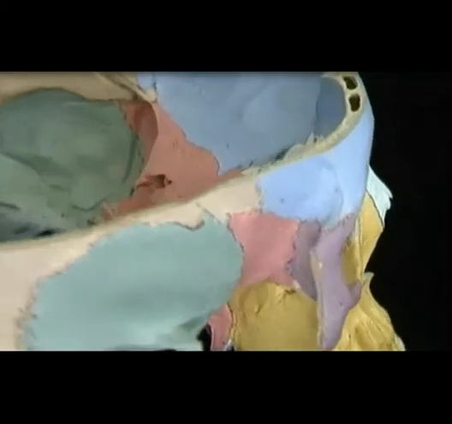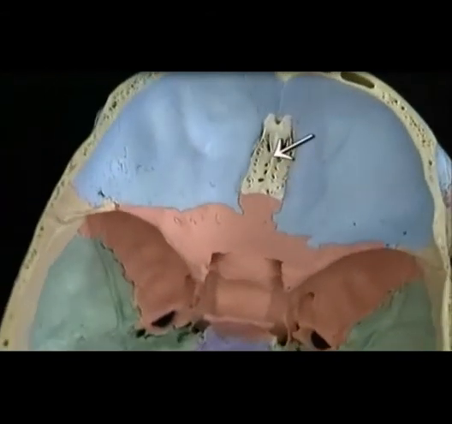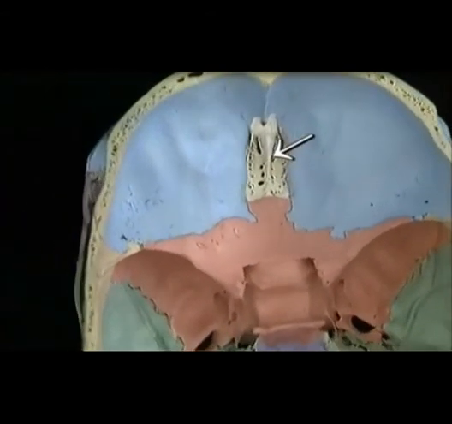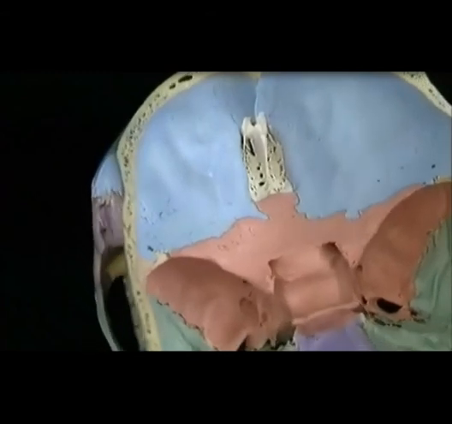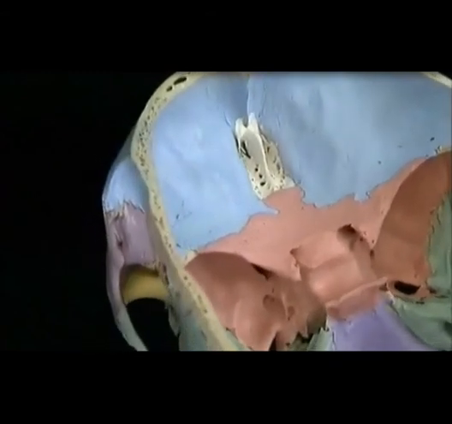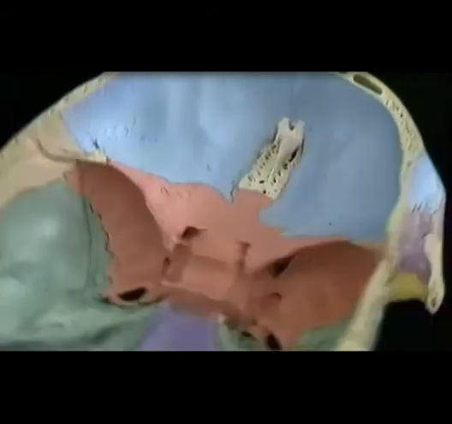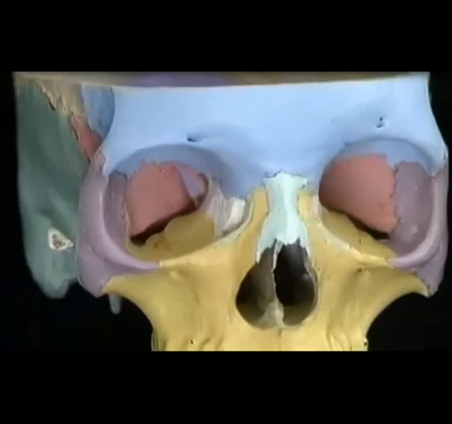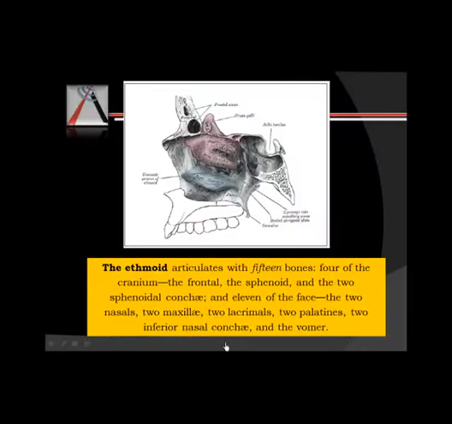The only part of the ethmoid bone that we can see clearly is the small part in the floor of the anterior cranial fossa, the two cribriform plates with the crista galli in between, and this part in the medial wall of each orbit. The rest of the ethmoid bone can be better viewed through the nasal cavity. We'll see the rest of the ethmoid bone with the nasal cavity.